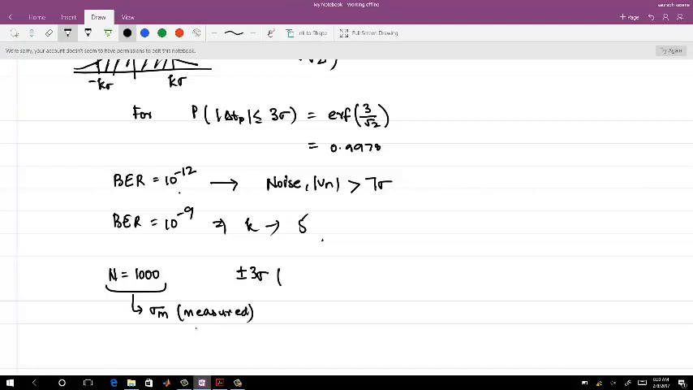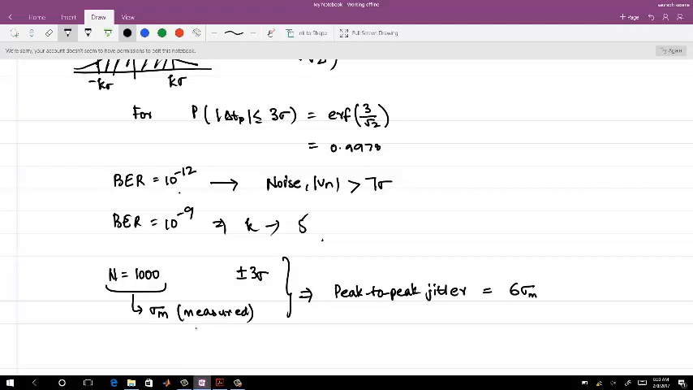This is sigma, which is present as noise. Now the only link I have in order to find the peak to peak jitter, this whole thing used to find the peak to peak jitter, is equal to 6 sigma measure.